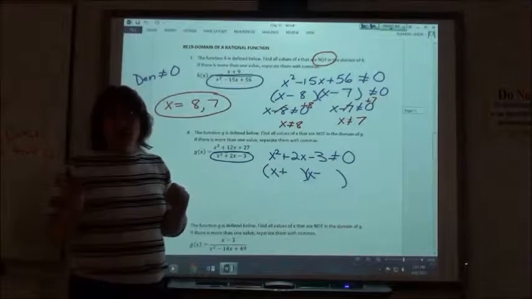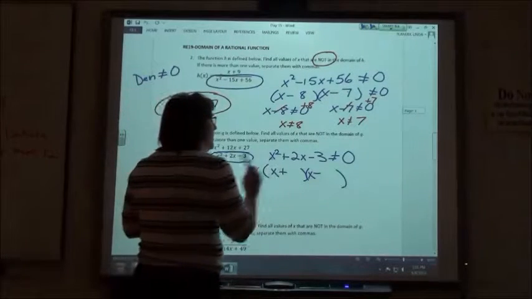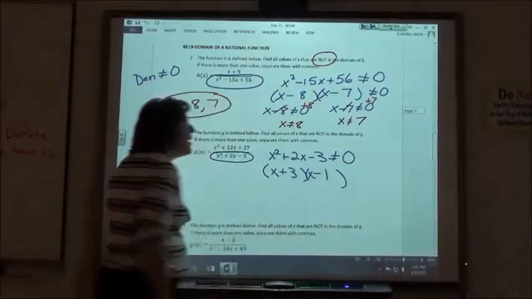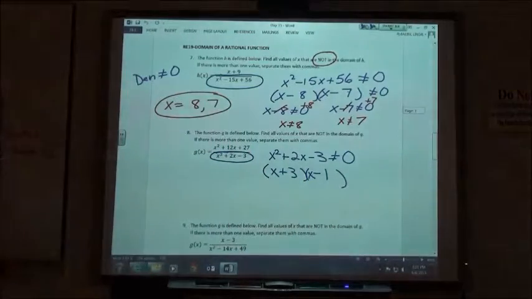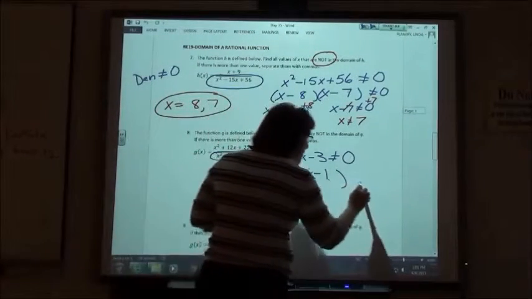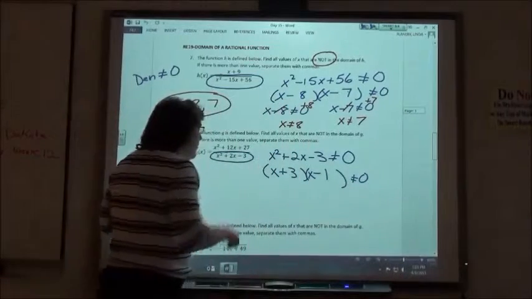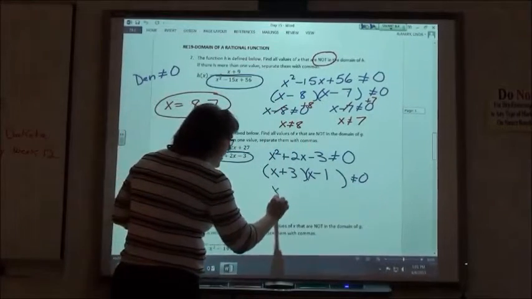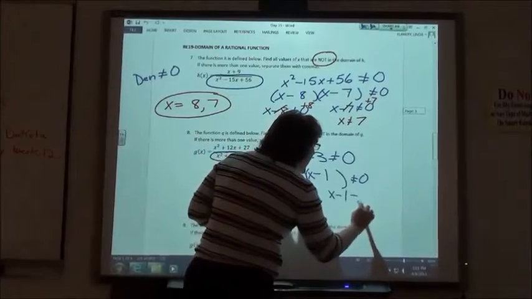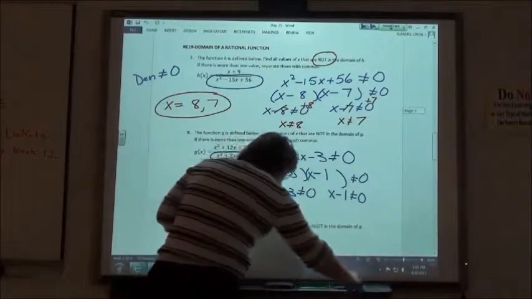Which one has to be positive? The first one has to be, the 3. A positive 3 minus a 1 gives me the positive 2 in the middle. Okay. So if this is a positive, then the bigger number's going to be positive when you don't have any numbers in front of your x squared. So again, x plus 3 can't equal 0 and x minus 1 can't equal 0.